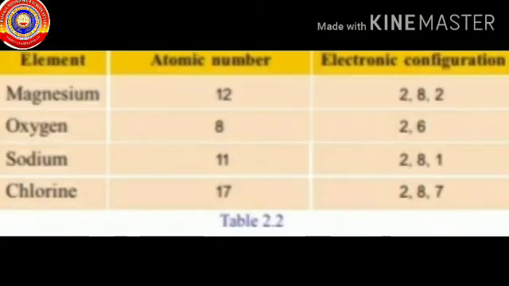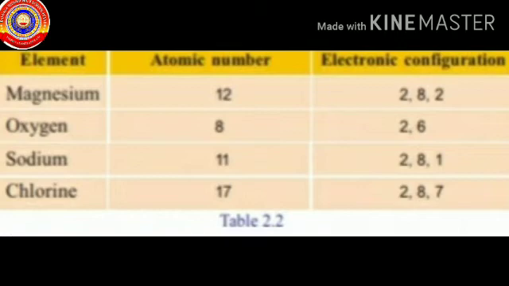Now analyze the configuration of elements given in the table 2.2. Do the elements in the table have stability? Why? Look at the configuration of magnesium. Its configuration is 2, 8, 2. The outermost number of electrons is 2. In the case of oxygen, it is 6. For sodium, it is 1. And for chlorine, it is 7. So how do these elements attain stability?